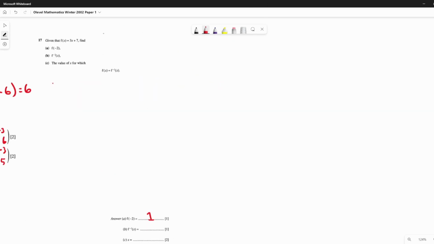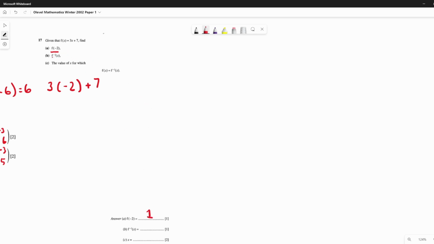Now we are at question number 17, which says, given that a function f of x is equal to 3x plus 7, find first f of -2, which I've already left the answer down there. f of -2 would simply be, we just put -2 where x is, so it would be 3 times -2, plus 7. 3 into -2 is -6, so -6 plus 7 would be 1.